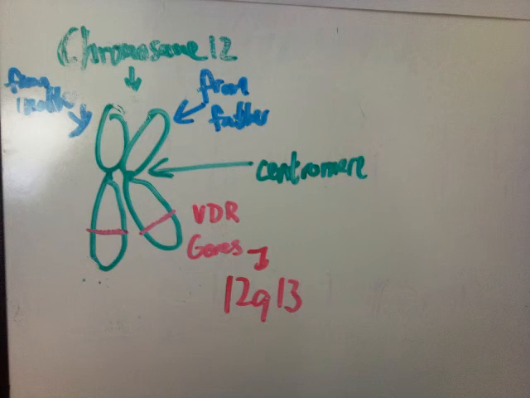On top of the centromere is location P. On the bottom of the centromere is location Q. Using a microscope, we can actually see there are a lot of bands on the chromosome. So we start off from the centromere and count the band. We get to the band number 13, and this is where the VDR gene is located.